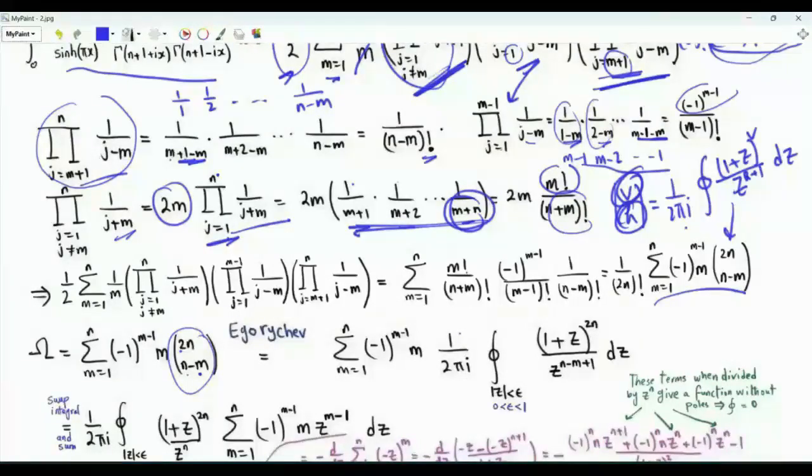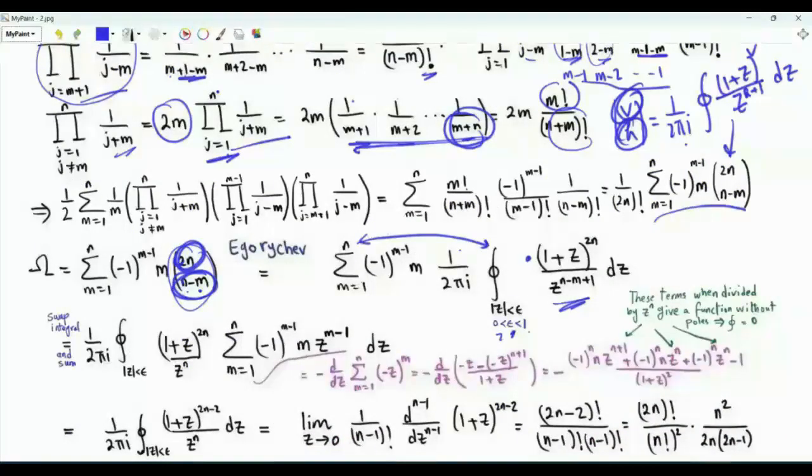Then we have our contour integral. We can just think of integrating along a circle with radius that is between 0 and 1. The integrand has a numerator that is (1 plus z) to the power 2n. In the denominator, we have z to the power this quantity plus 1. We have z to the n minus m plus 1.